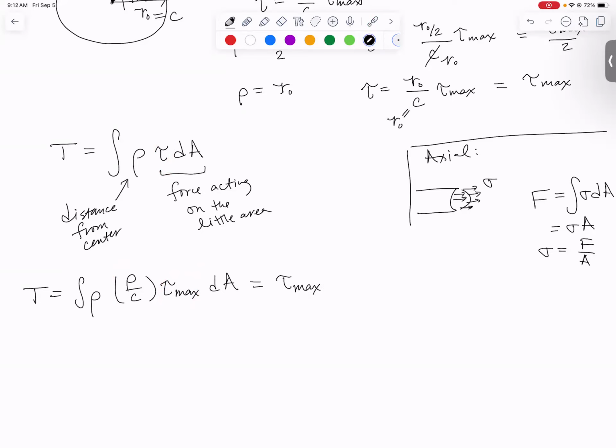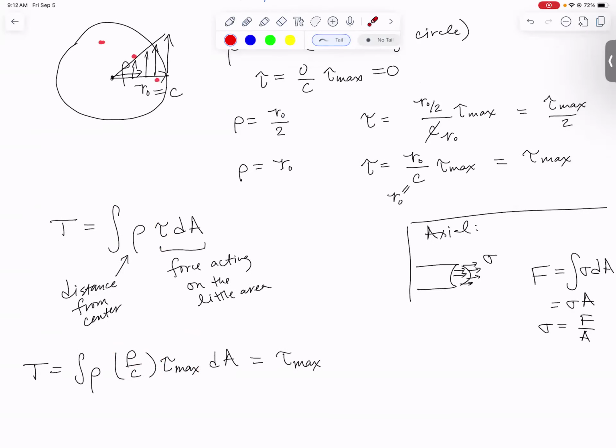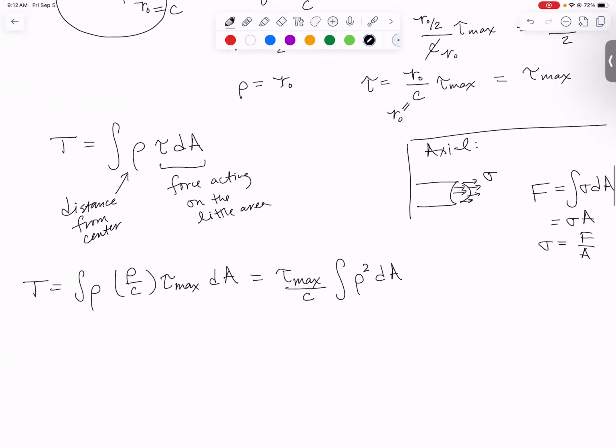You know what else doesn't change? C. That's the outer radius of the shaft. Doesn't matter where you are on the shaft, the outer radius is still the same. So let's pull that out in front of the integral as well. So what's left inside the integral is the integral of rho squared dA. You might remember this from back in statics when you did things like the integral of x squared dA and the integral of y squared dA. This is an area moment of inertia.